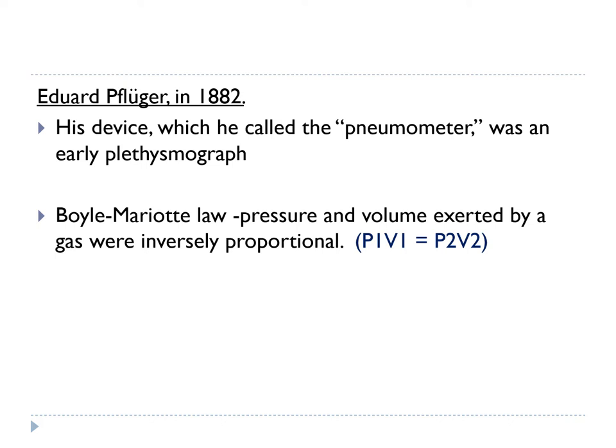And over the 1800s, Edward devised a pneumometer. It was based on the Boyle-Mariotte law, which states that P1 V1 is equal to P2 V2.